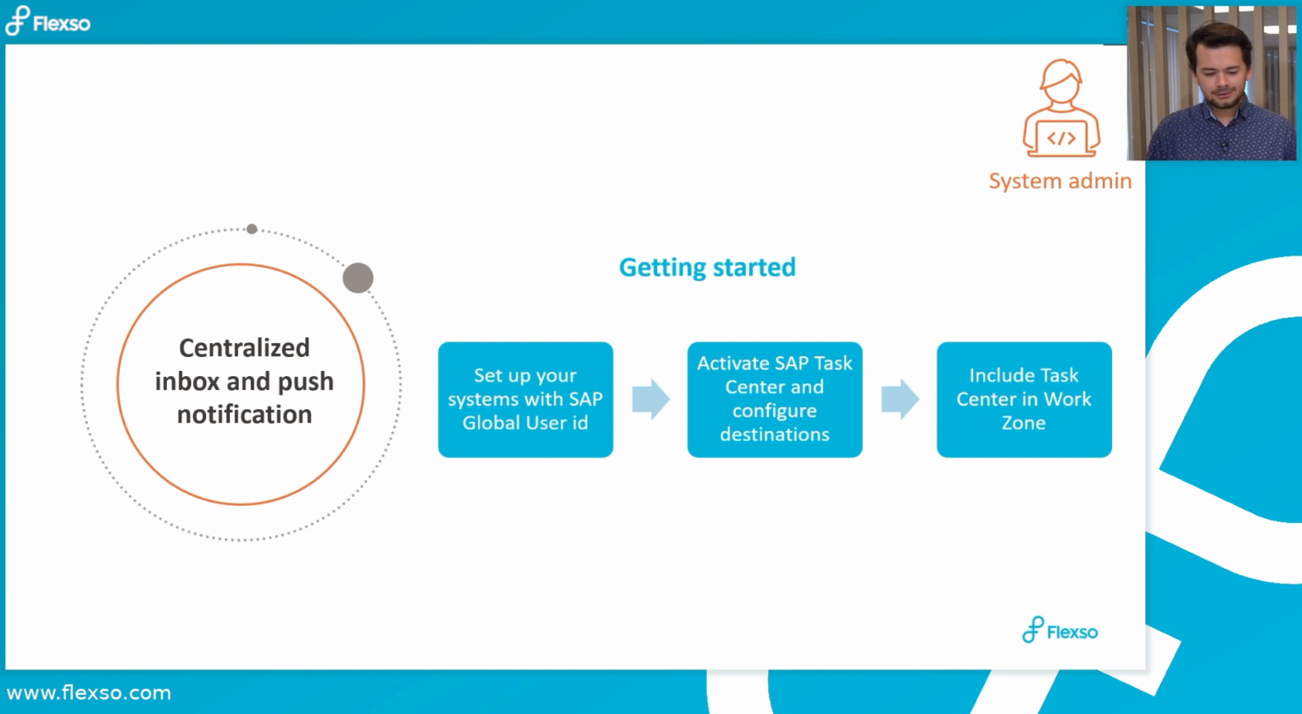So first of all, let's start with the beginning: how to set it up, and why you need to make it work. That's really important that we understand that. So first we need to understand the global user ID and set this up in a correct way, the SAP global user ID. Next to that, you have to activate the Task Center service and configure the destinations in the right way, and then include Task Center in your Workzone instance. But I want to zoom in on the first part, the SAP Global User ID, because that's very important. If you don't set this up the right way, then your Task Center will not work correctly. So it's really important that we know how this works.